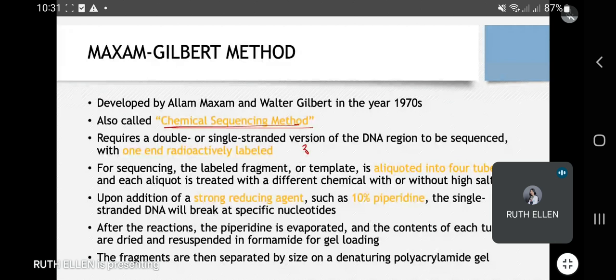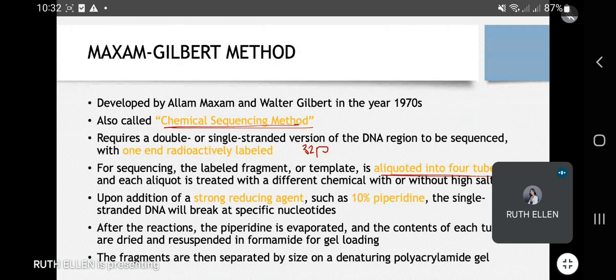Okay, it's the radioactive phosphorus or our 32P. Okay? So, siya din yung ginagamit na radioactive label for both Maxam-Gilbert and Sanger method. Okay? Tandaan, 32P, the radioactive label. Okay? Radioactive phosphorus. So, for sequencing, the labeled fragment or template is aliquoted into 4 tubes. Pag sinabi nating aliquoted, dinidivide natin yung sample natin, no? Yung liquid into 4 small volumes into 4 different tubes.